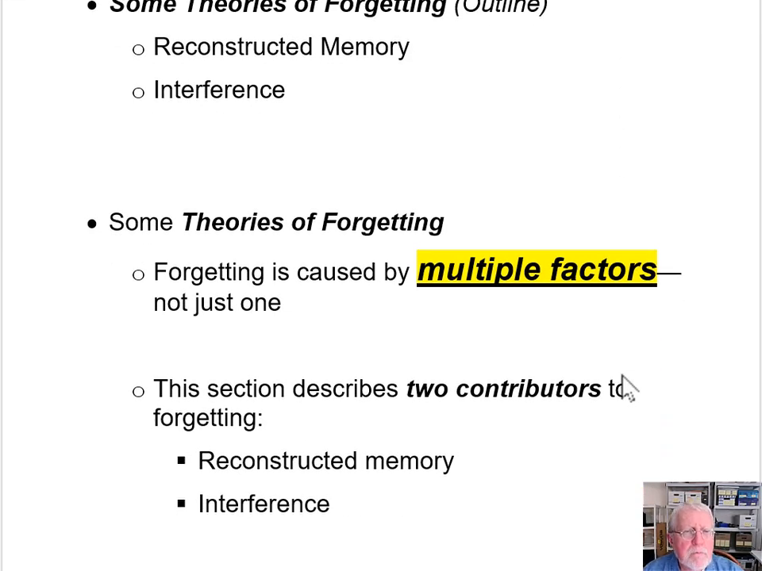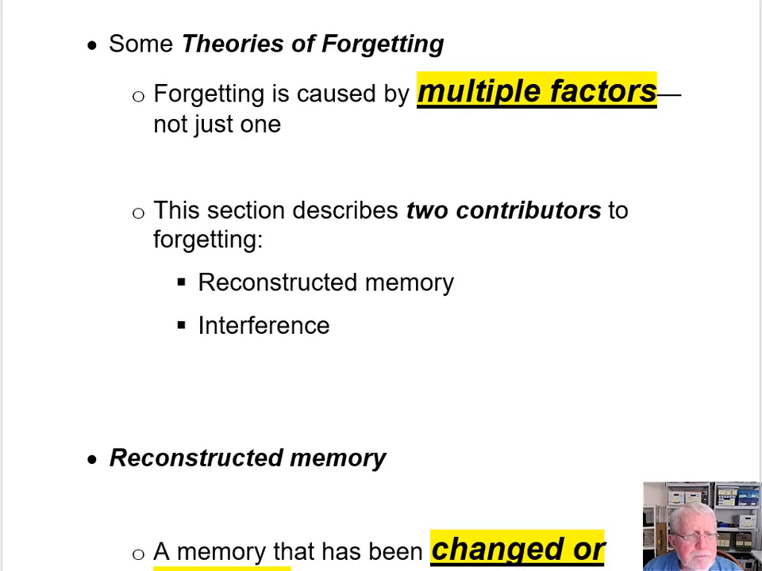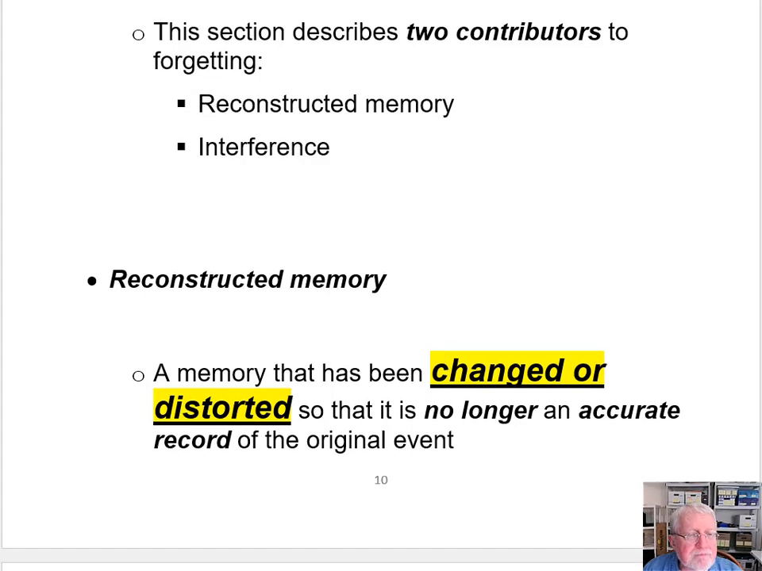Forgetting is caused by multiple factors, not just one. I'm going to focus on two contributors to forgetting: reconstructed memory and interference. And by the way, this is not an exhaustive list of the forces that contribute to forgetting. You're going to learn about additional factors that lead to forgetting when you read Ettinger. Here I'll talk about two.